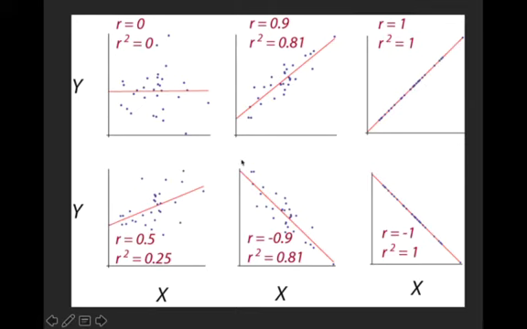What you'll see as you start working with regressions is that there's an infinite number of ways in which you can combine your R value and your R squared value. And it's just up to you to determine what this relationship means as a scientist for whatever system you're working in.